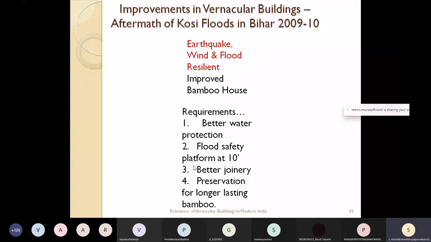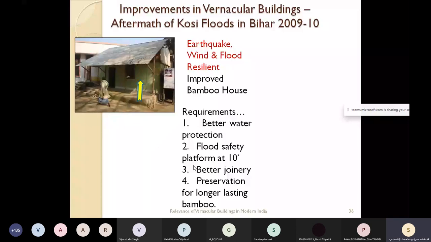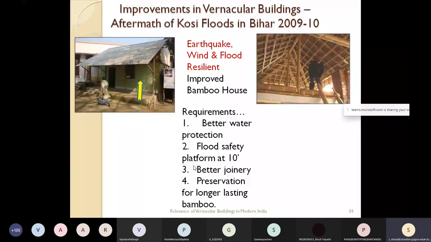So the requirement number one was water protection, that the house must not fall apart under flood. The improved bamboo system had excellent bamboo and cement plaster, which adhered well to the bamboo walls. Number two, it was also important that when the area remains flooded for more than a month, people are able to survive above the flood mark. So the non-negotiable requirement was a platform for safety where people can live at a height of 10 feet.